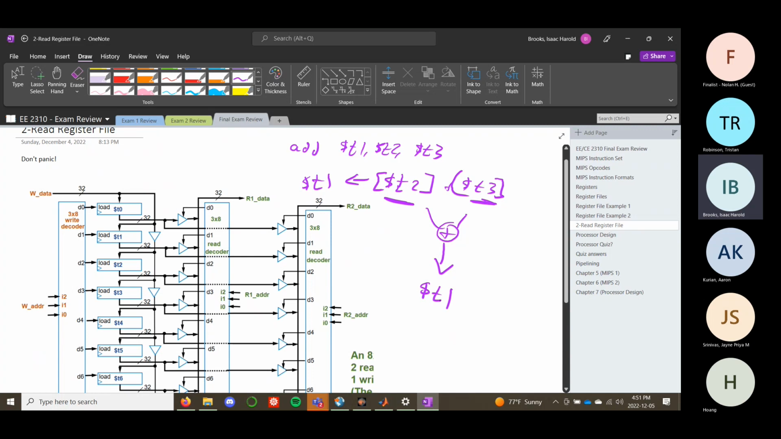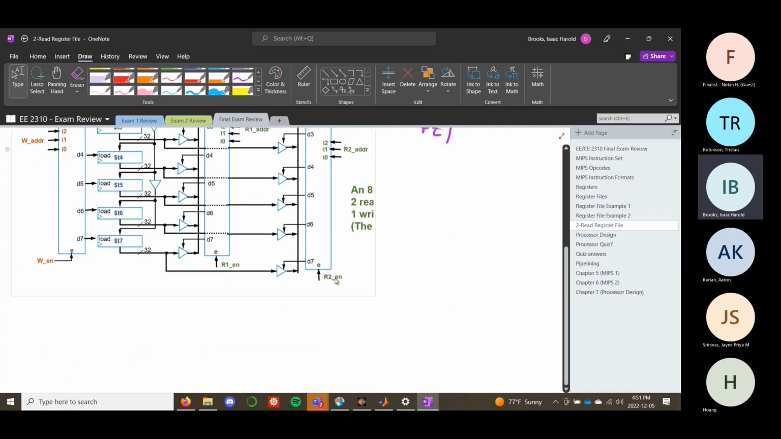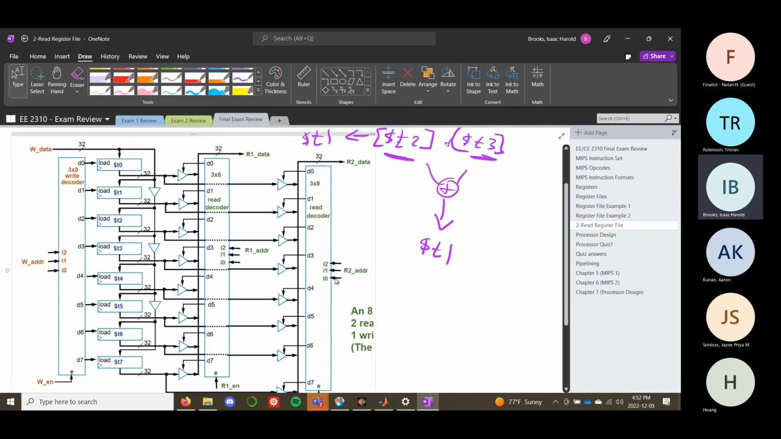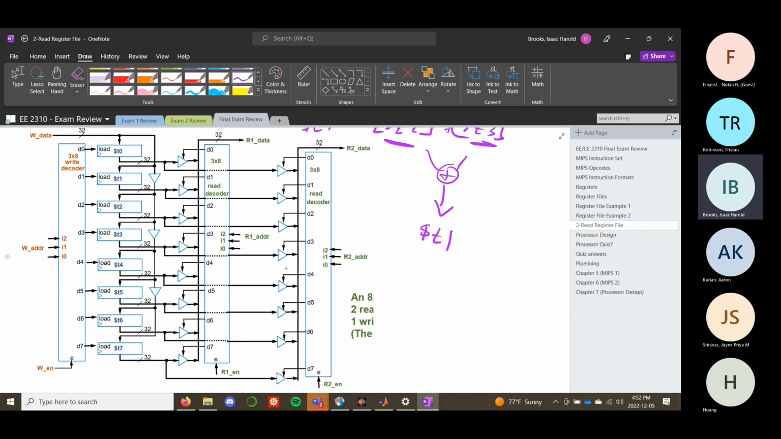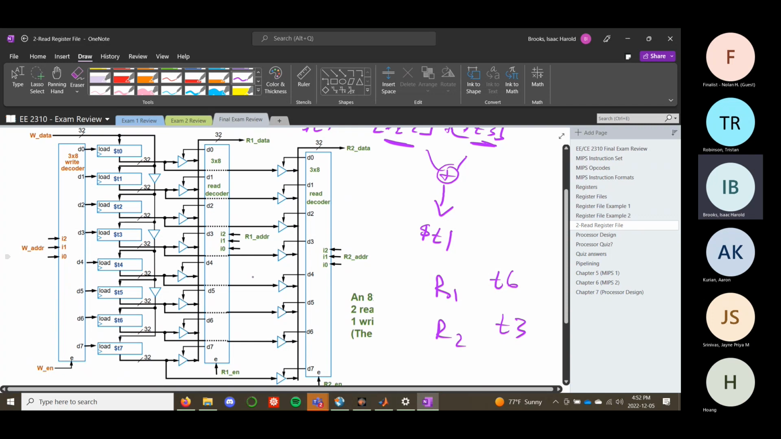The R1 data and R2 data go off screen and then come back and send some data. Yeah, exactly. They go off screen and they come back. So that's why they're showing you this two-read register file, because you're going to have to do two reads at the same time, but it's the same thing. They don't interact with each other at all. All you have is a separate enable signal for each. So say we want to read, let's say R1 is going to be T6, R2 is T3. So both of our read enables are going to be 1.